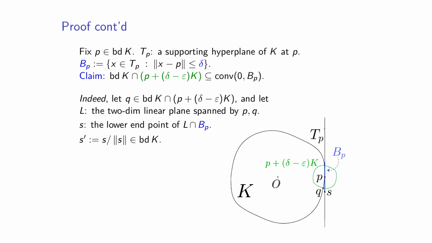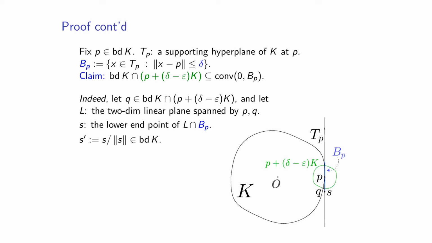This boundary of K intersected with this green ball, on my picture, will be some arc on the boundary of K. And I claim that this arc is contained in the cone whose base is B sub P. Well, let's check it. This is rather simple. You hardly need anything more than the definition of the modulus of smoothness. So let's take some point inside this ball on the boundary of K. That's Q, and I need to show you that Q is in this cone.